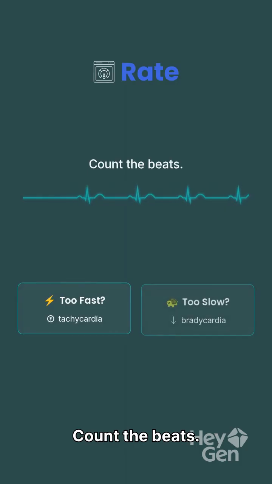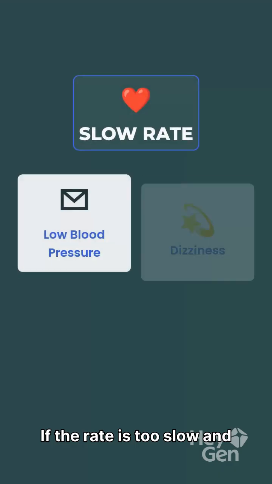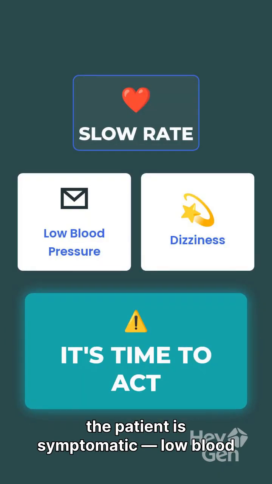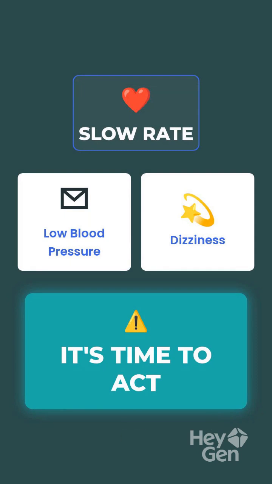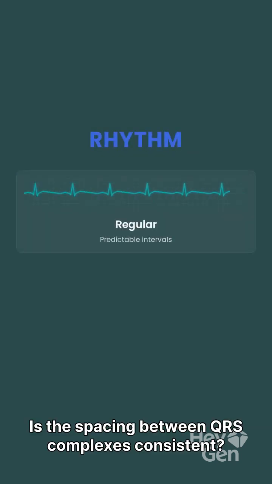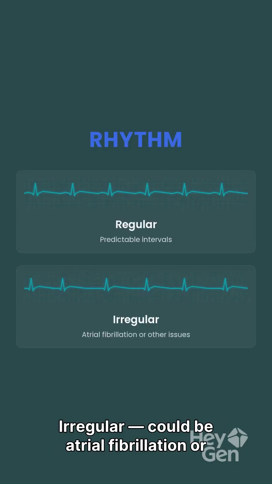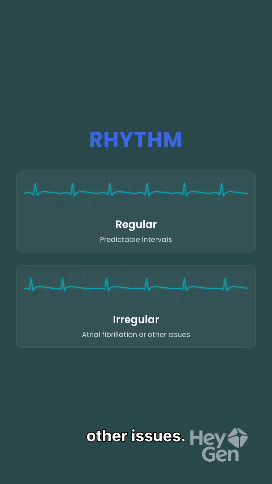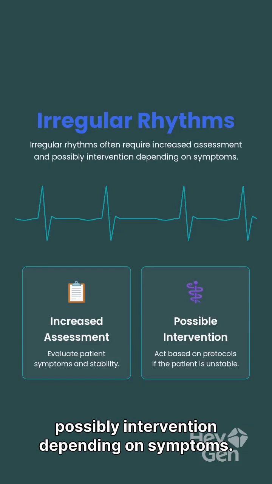Rate. Count the beats. Too fast? Tachycardia. Too slow? Bradycardia. If the rate is too slow and the patient is symptomatic, low blood pressure or dizziness, it's time to act. Rhythm. Is the spacing between QRS complexes consistent? Regular, predictable intervals. Irregular could be atrial fibrillation or other issues. Irregular rhythms often require increased assessment and possibly intervention depending on symptoms.